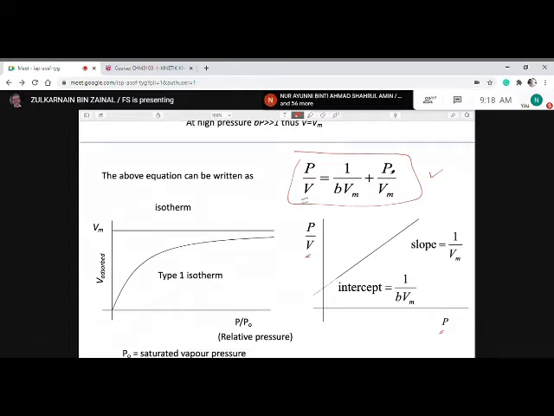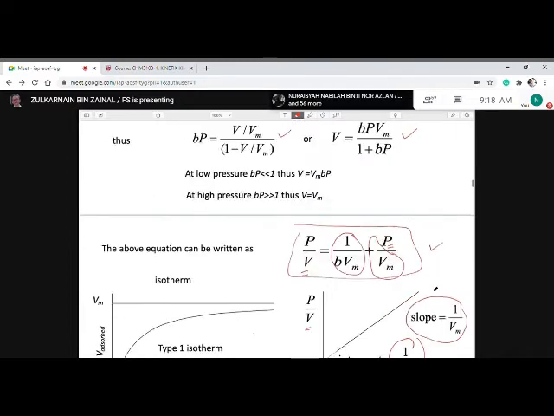You can plot PV versus P in order for you to get the slope of 1 over V, and the intercept of 1 over VB. So from the slope, you can get the value of Vm. From the intercept, you should be able to get the value of B.